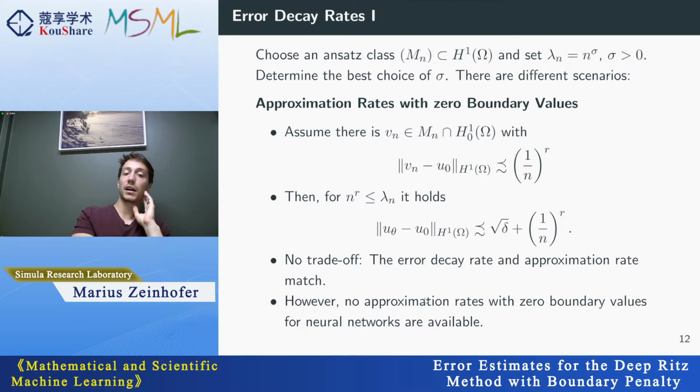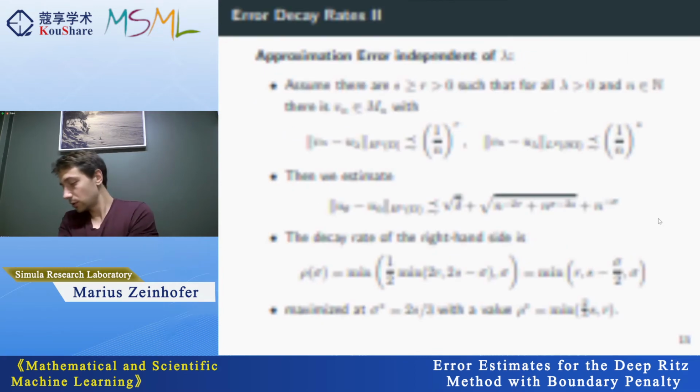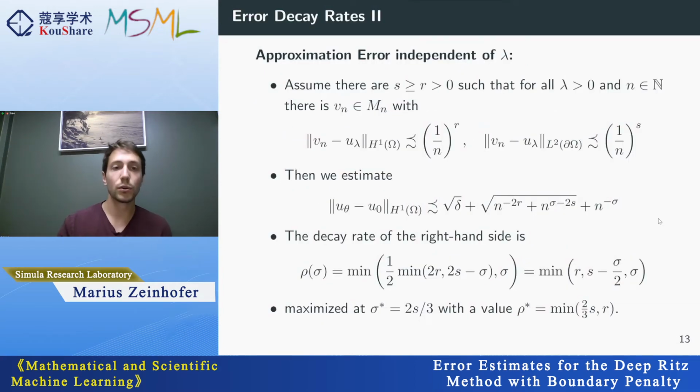But in the literature, there are no approximation rates with guarantees for zero boundary values. I mean, for example, for a ReLU network, we would know that there are ReLU networks that have zero boundary values, but there is not yet an approximation result that says how fast they are in approximating H1 functions with zero boundary values. So what you could also do is assume that your ansatz class approximates with a rate in H1 and with another rate on the boundary. And the rate on the boundary will be faster due to the embedding theorems. We leave it as R and S, then we can estimate our term from above.